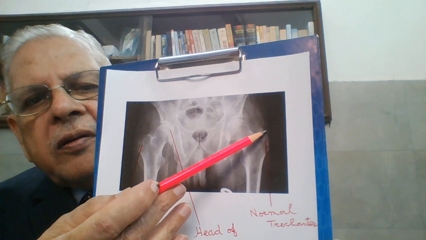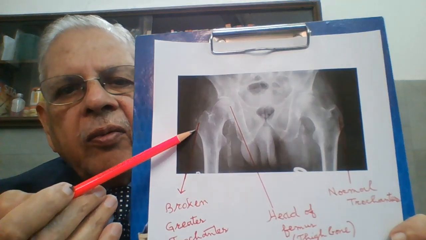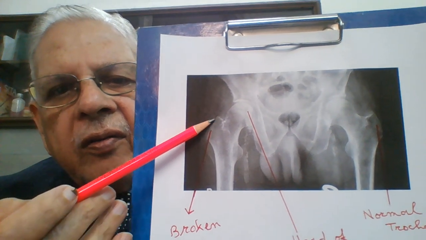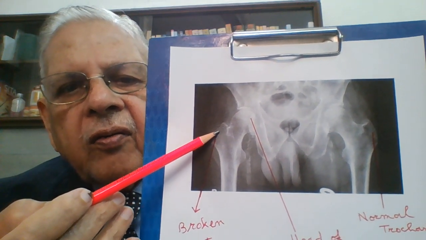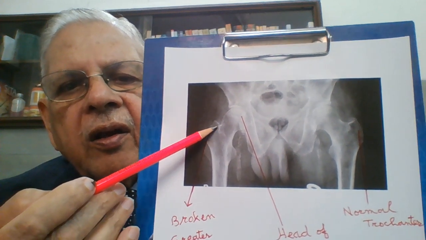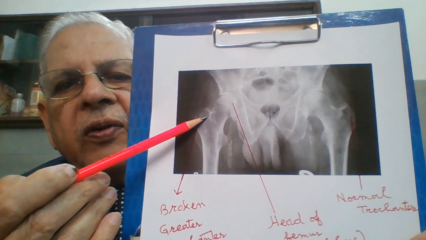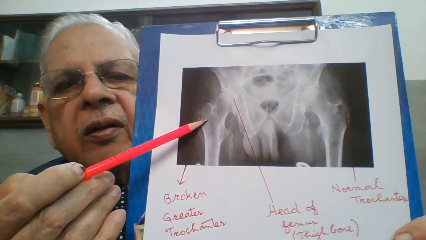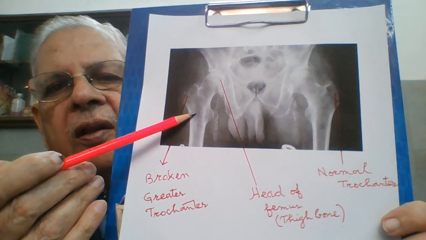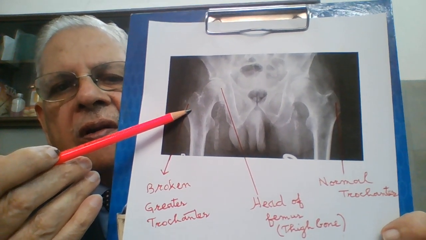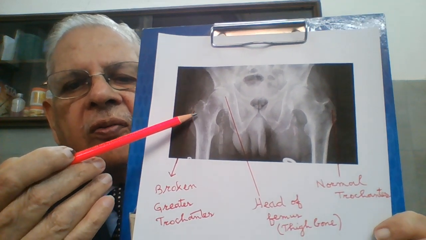This greater trochanter is normal, but what about this greater trochanter? This portion is broken. So this is called trochanteric fracture, or for all your purposes, this is the fracture of the thigh bone. This is where it is located. This is the job of the radiologist to tell, and it is the job of the surgeon to treat it. You are not to bother about where it is located, but for you it is the fracture of the hip bone.